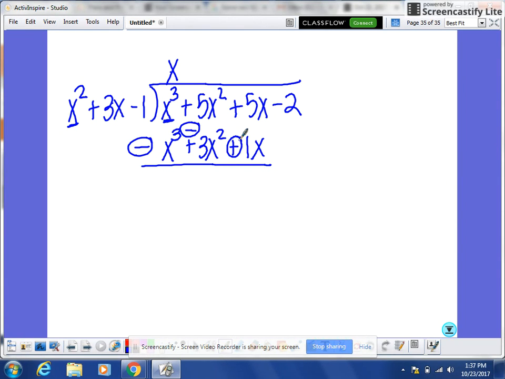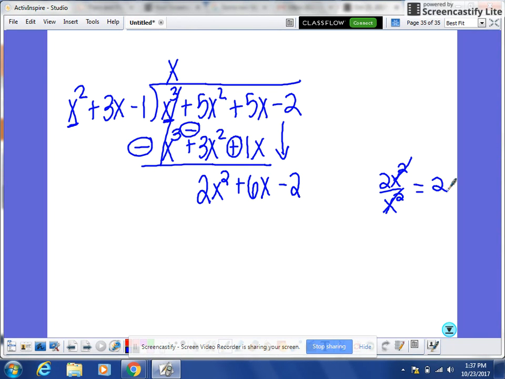Change all of them. X cubed minus x cubed zeroes out. 5x squared minus 3x squared is 2x squared. 5x plus 1x is 6x. And then once again, bring down your next term. Start over. X squared into 2x squared. The x squareds would cancel. So if I have 2x squared over x squared, just so you can see that, your x squareds are canceling out. So that would go in 2 times.